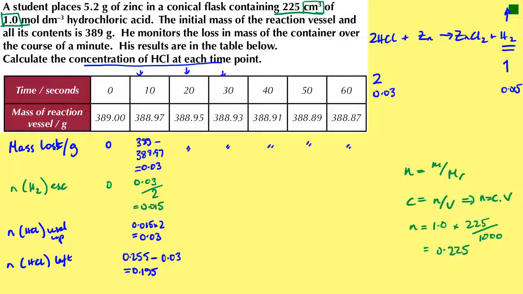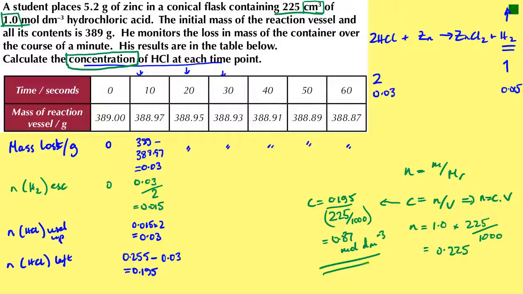But we want concentration. The last step is to work out concentration, because the question here is asking us for concentration at each time point, and we're going to use this same equation here. So concentration is our moles over volume, so concentration is going to be moles, which is 0.195, and our volume is still our 225, but convert it into dm cubed. So our concentration after 10 seconds is 0.195 divided by 225 over 1,000, and that comes out at 0.87 moles per dm cubed.